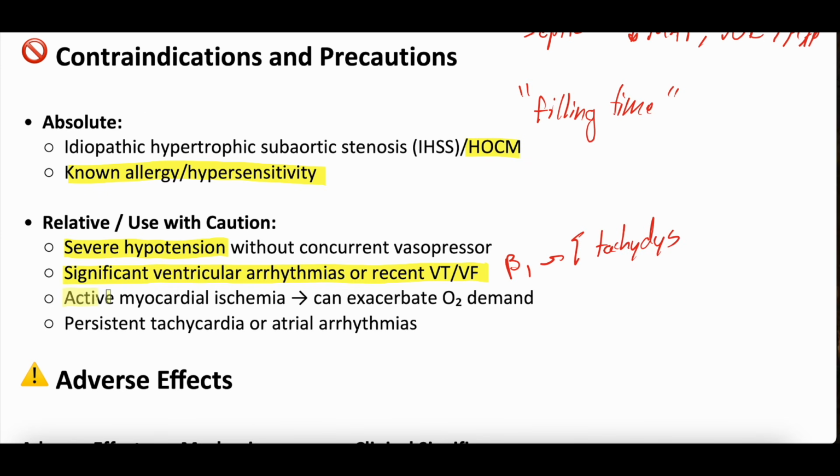Those with active myocardial ischemia, as we said, this can sometimes increase myocardial oxygen demand. So if you have someone with active myocardial ischemia, giving them dobutamine, you might have to, right? You might have to give it to them to help them survive, but it will worsen their myocardial ischemia because you're asking that muscle to work in overtime, and it increases that muscle's oxygen demand, and they might not always get enough blood flow to satisfy that oxygen demand. All right, and then persistent tachycardia and atrial arrhythmia, similar to ventricular arrhythmias that we talked about above.